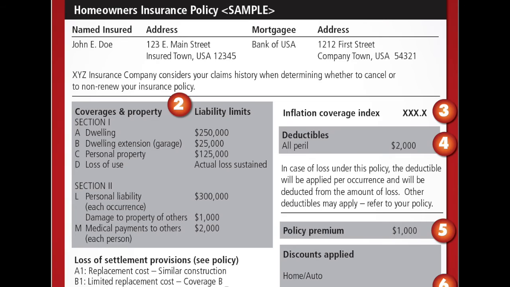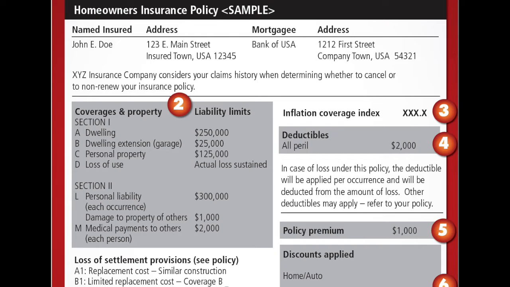So as you can see on the picture that we have on the screen, this is from a sample declarations page. The government of Maryland put this out for people to help read their policies. It makes it easy. It's not going to apply to your coverage necessarily as far as the limits go, but it's good to have a visual.